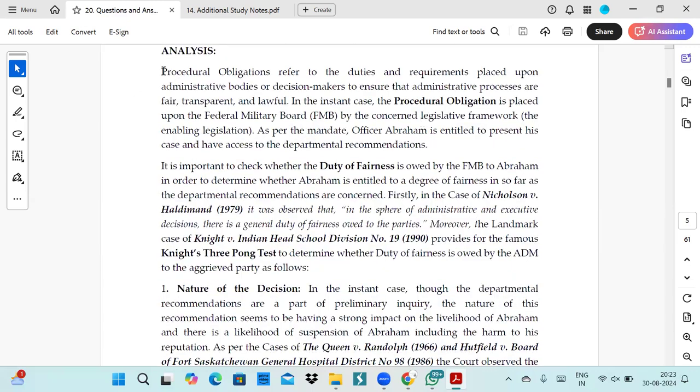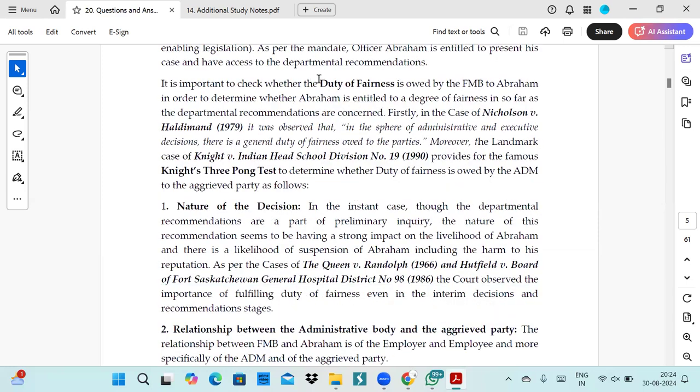Then of course the analysis also you can use in the same structure. But wherever we are talking about Abraham and FMB here, you will be talking about your actual facts. Use the same structure. The main thing, as I told you, is the duty of fairness. And once you check whether it is falling under any of the exceptions or not, first find out what type of decision it is. Here it is an interim decision. It is not the final decision. That we have understood.